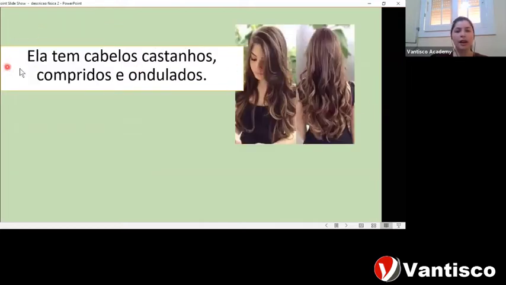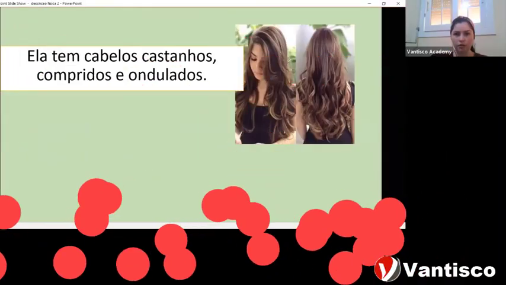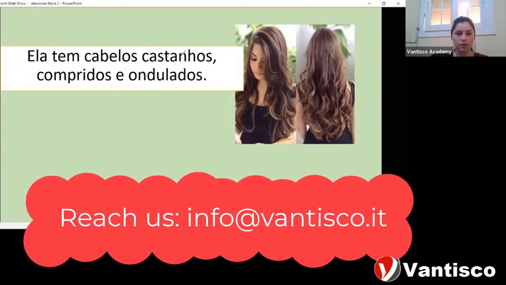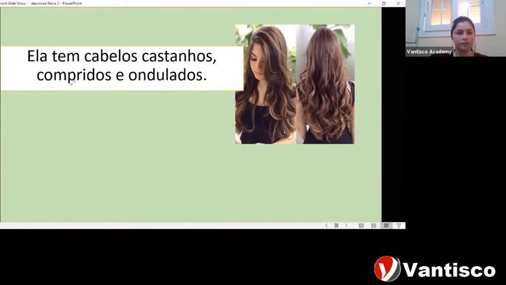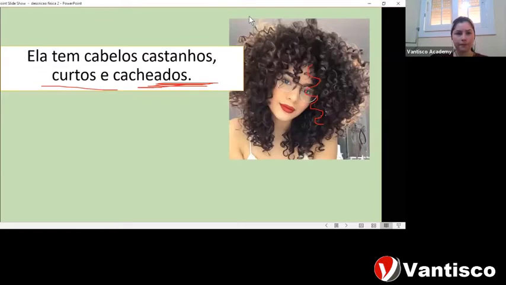Here we have another picture. Ela tem cabelos castanhos, compridos e ondulados. Cabelos castanhos means brown hair, light brown hair. As you can see in the picture, it's not even necessary, but just telling you, it means brown hair. Comprido means long hair. Ondulados, wavy hair. You can see her hair is wavy. So can you repeat it, please? Ela tem cabelos castanhos, compridos e ondulados. Muito bem.